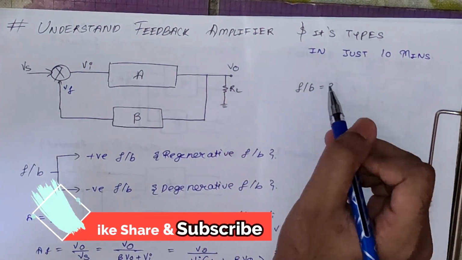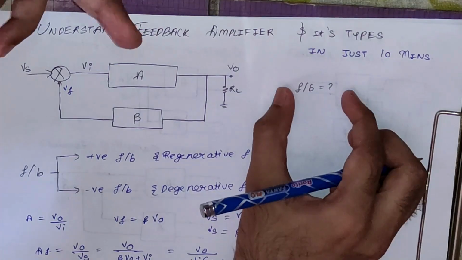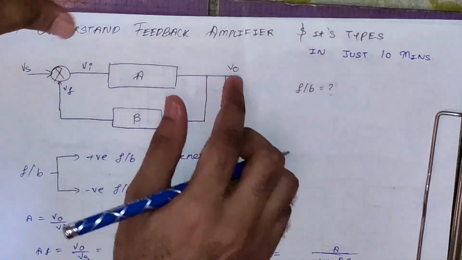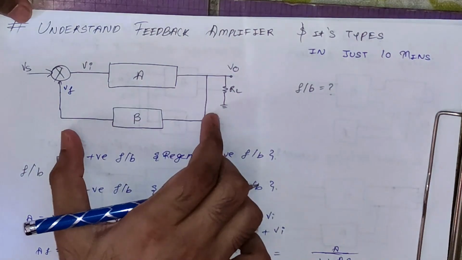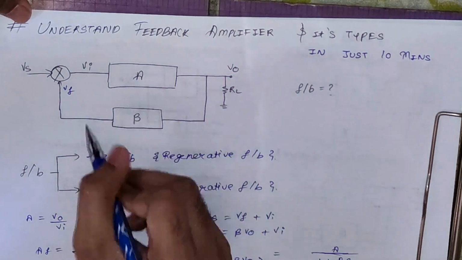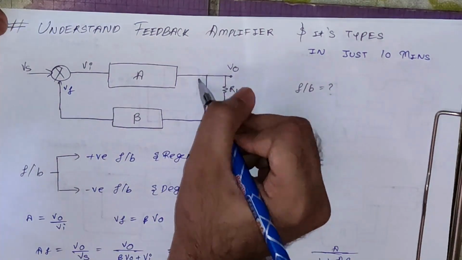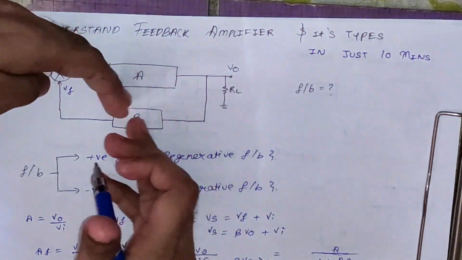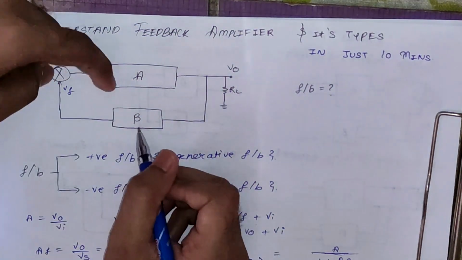So first thing we should know is what is feedback. Feedback is a process of injecting some part of output to the input. Okay, so you can see in this connection, this is a feedback connection diagram. Here you can see this is a feedback factor, and from this terminal we are taking some part of output voltage and giving it to the input through this feedback factor.